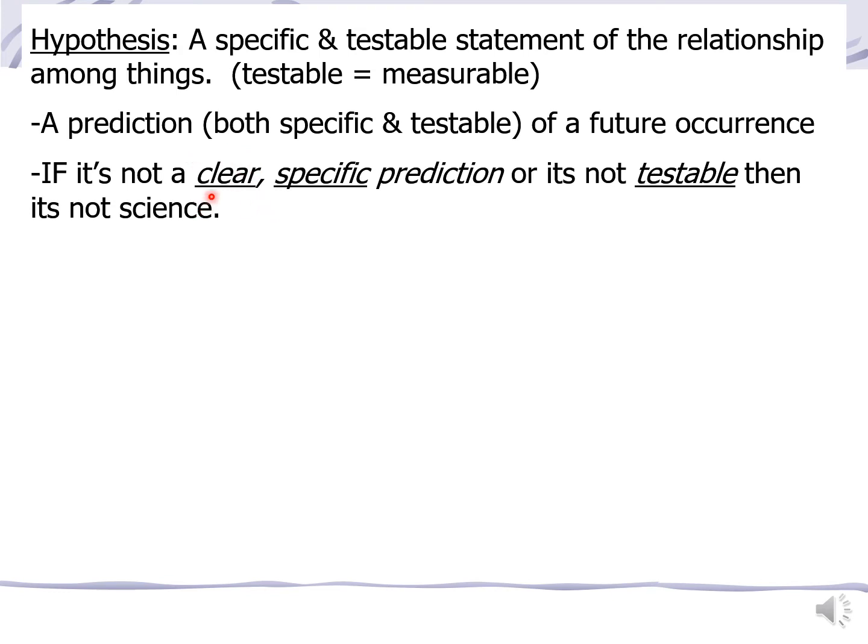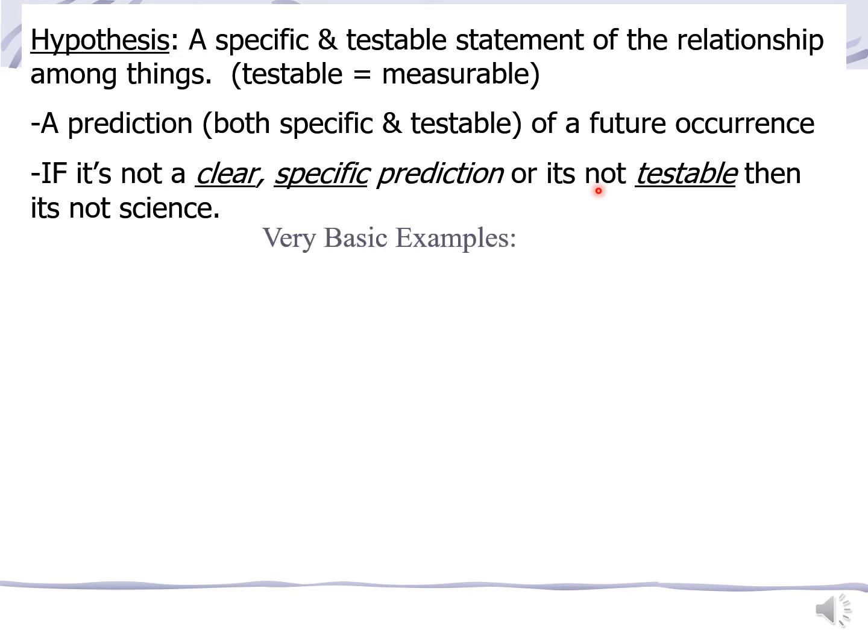If it's too vague, that's wrong. If it's not specific, that's wrong. If it's not measurable or testable, that's wrong, and it's not science. So that's how you can usually spot bad science from good science. If it's unclear in what relationships it's trying to establish, if it's not a specific prediction, or if there's nothing really specific coming out of the measurement system, you're not seeing clear results in terms of what actually is being recorded.